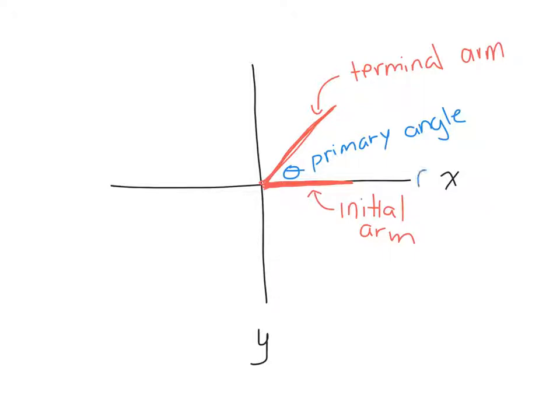So when we start here at the initial arm, that's 0 degrees. And straight up is 90 degrees. All the way over is 180 degrees. Down at the bottom is 270. And then back around to the beginning is 360 degrees. And it can keep going. So you can keep going around and around all the way through 720, and it can just keep going forever.